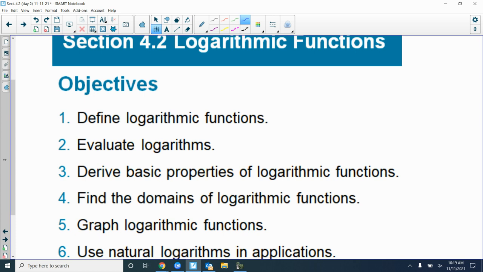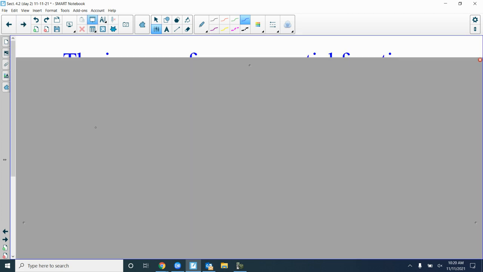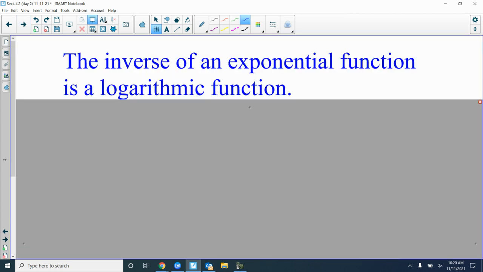We're going to get to define it, evaluate, derive the basic properties, and we'll probably do the 4th one. Actually, we'll probably get to all 5 of them. I don't think we'll get to number 6. We'll save that for tomorrow. But we said the inverse of an exponential function is a log function. Correct? We did that yesterday. Anytime you've got an exponential function, the inverse is going to be a log.